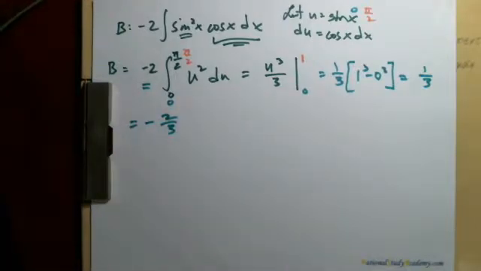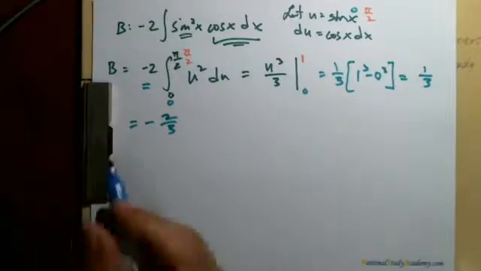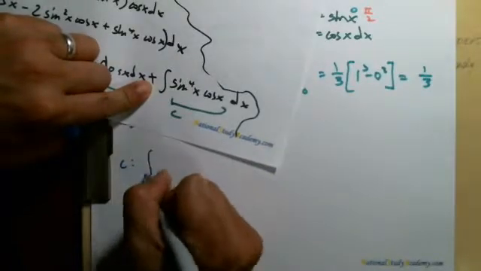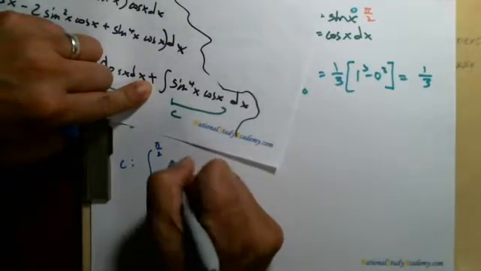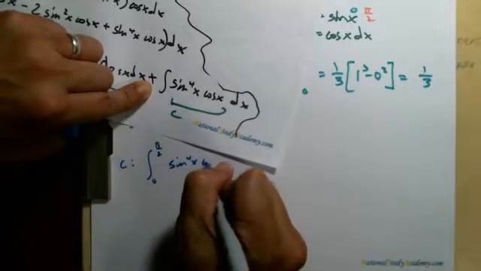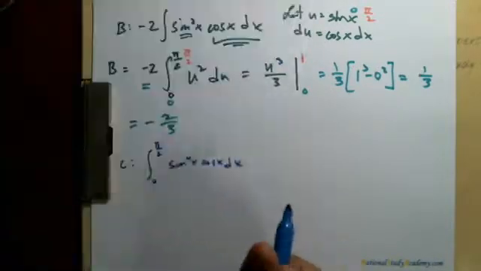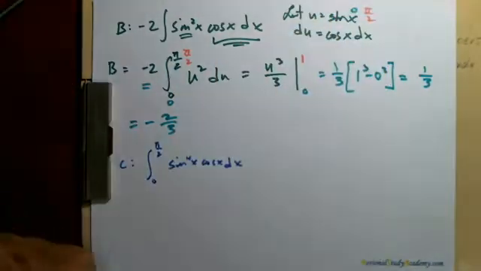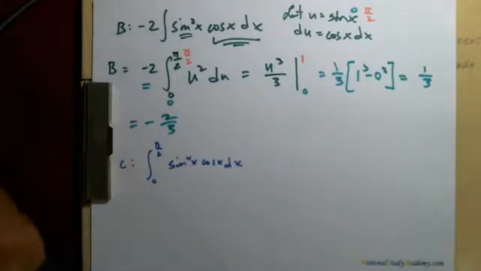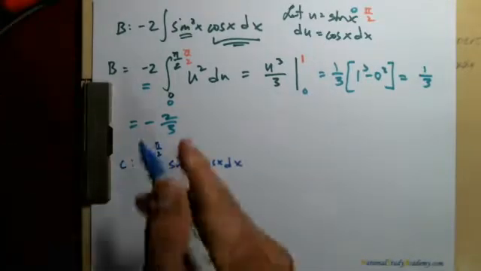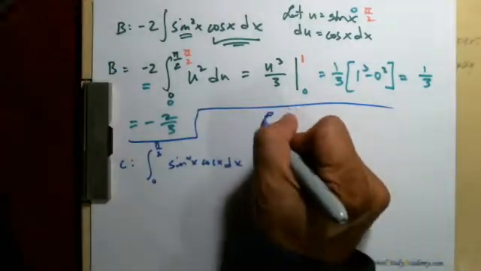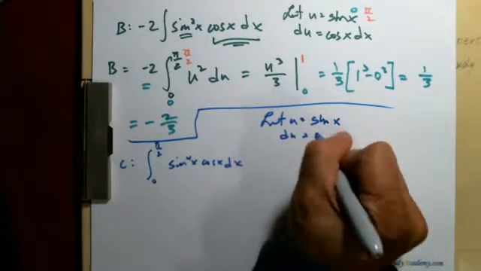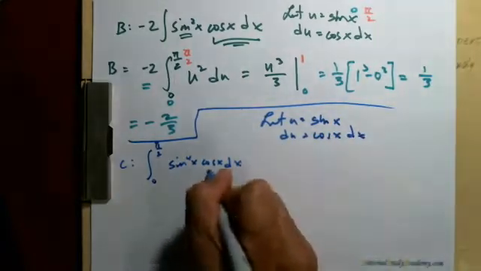And let's do part C now. I'm going to use a different ink. C. We do this one over here, which is the integral from 0 to pi over 2 of sine to the 4th of x cosine of x dx. Okay, let's try this one. Again, you use the u substitution as well. I'm going to let u equal sine of x again. Then du equals cosine of x dx.